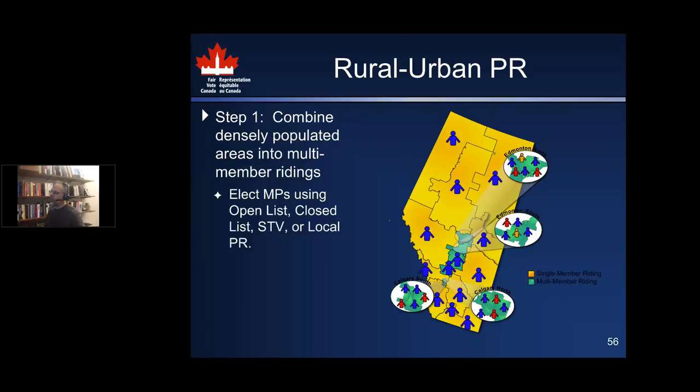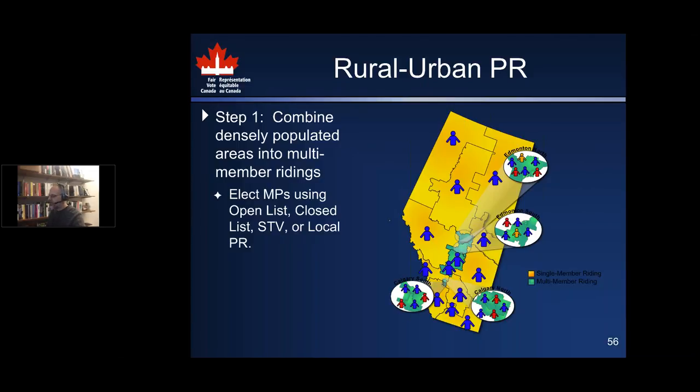So step one for rural-urban proportional is to look at those densely populated areas. Edmonton for sure, Calgary for sure, maybe the area in between, and combine them into multi-member ridings. Those multi-member ridings would elect their MPs using any of the multi-member systems that we looked at earlier: an open list, closed list, single transferable vote, or even local proportional representation. But the point is that where the ridings are small, and there's lots of people, we can have multi-member ridings and gain a substantial amount of proportionality that way.